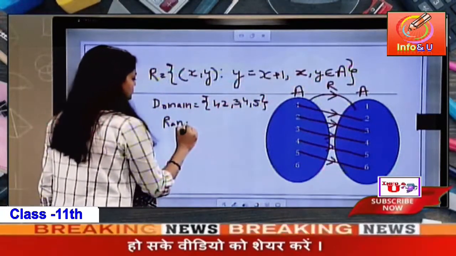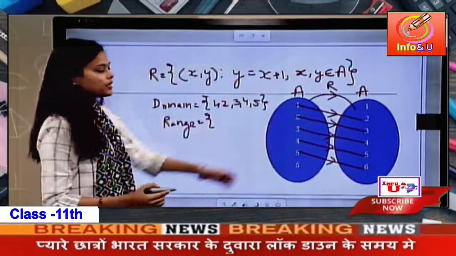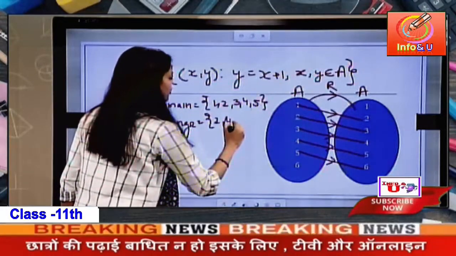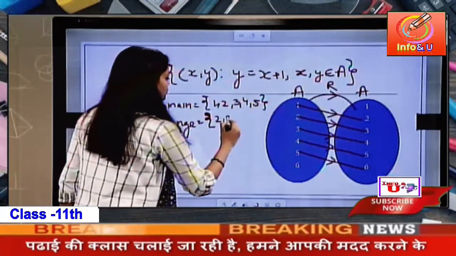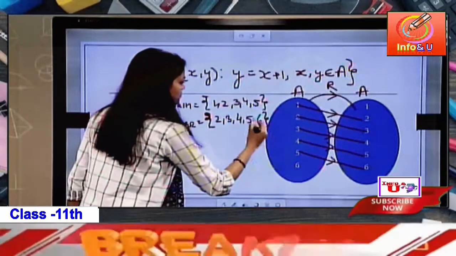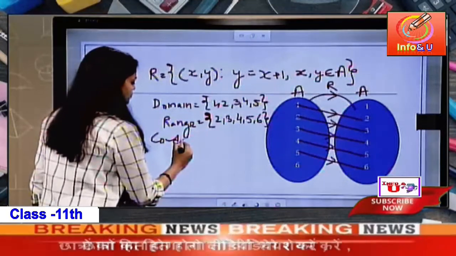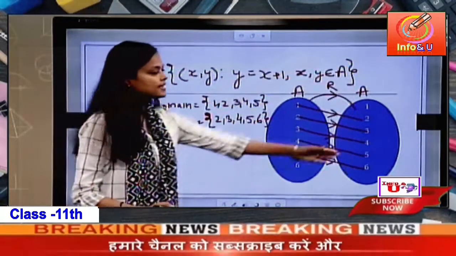Range, very well, we can see in this arrow diagram 2, 3, 4, 5 and 6. And codomain, full set A.